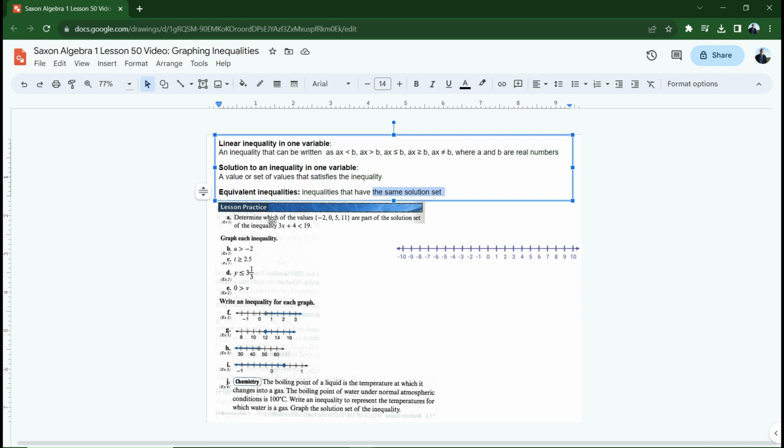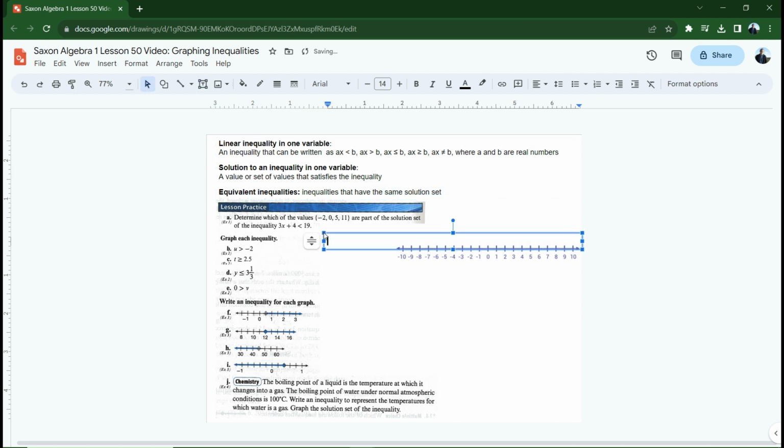Letter A, determine which of the values -2, 0, 5, and 11. Notice this is in set notation. Which of those values are part of the solution set for the inequality 3x + 4 < 19? I could rearrange this inequality and write an equivalent inequality that has x on a side by itself. That would make it really easy to solve. But you know what? This one's really easy to solve by just putting in -2, 0, 5, and 11 into the inequality. So what happens if we plug in -2?